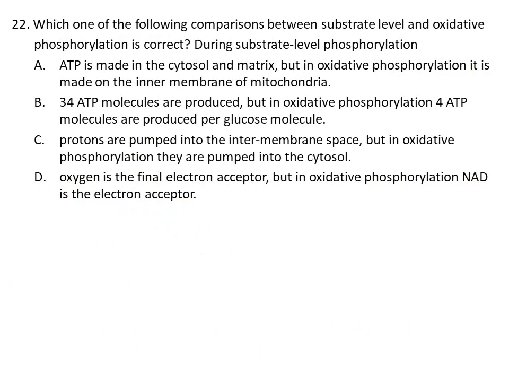Question number 22. Which of the following comparisons between substrate level and oxidative phosphorylation is correct? During substrate level phosphorylation, so that will be A, ATP is made in the cytosol and the matrix, but oxidative phosphorylation is made at the inner membrane of the mitochondria. So the correct one is A.